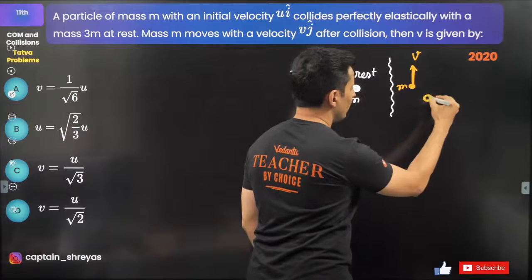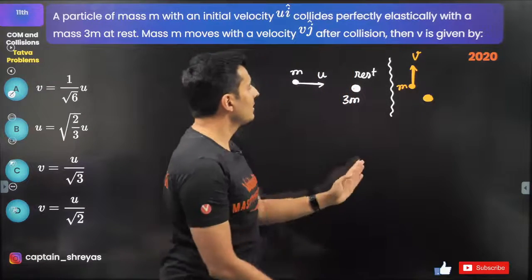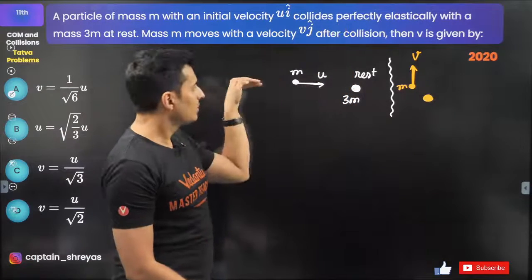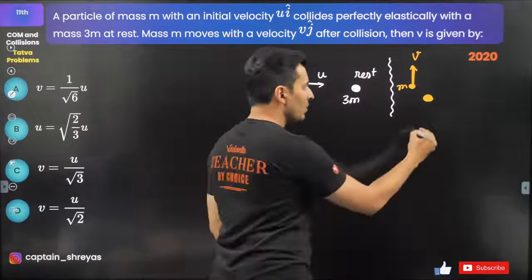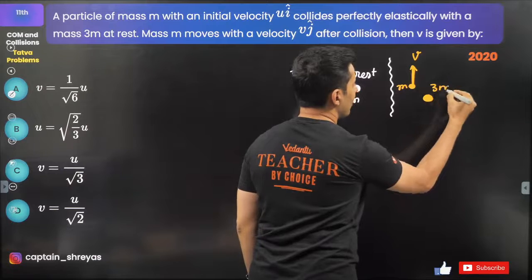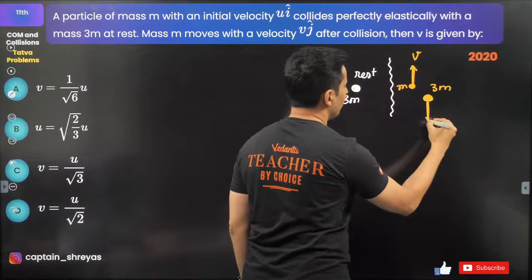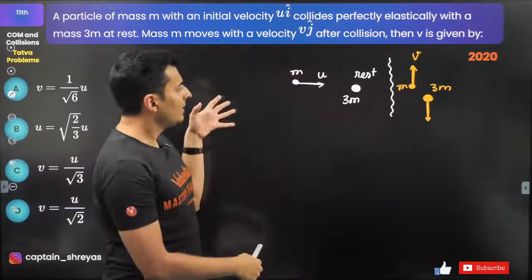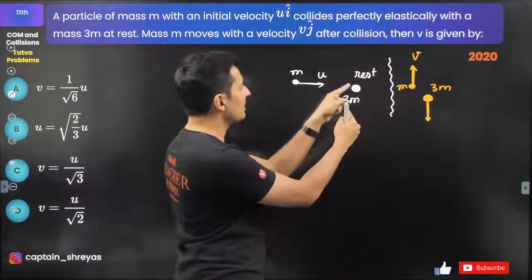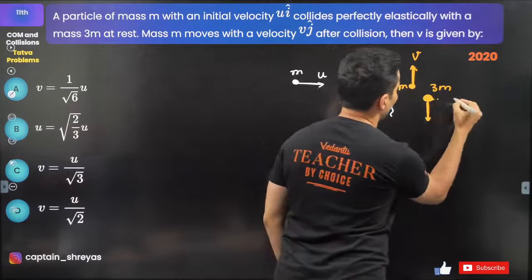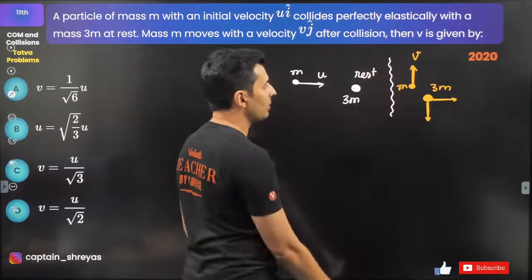Obviously, the momentum has to be conserved. Earlier, nothing was going in the y-axis. This was just going in x. So if this goes here, something has to go down. So obviously, this 3m mass will have some component of velocity here. And since it has to conserve the momentum in the x direction, because this mass was going forward, something has to move forward. So there will be a component here also.